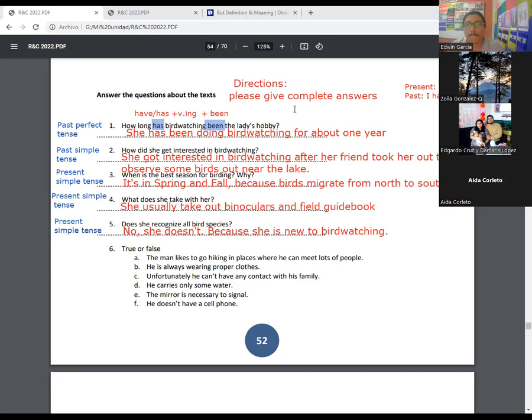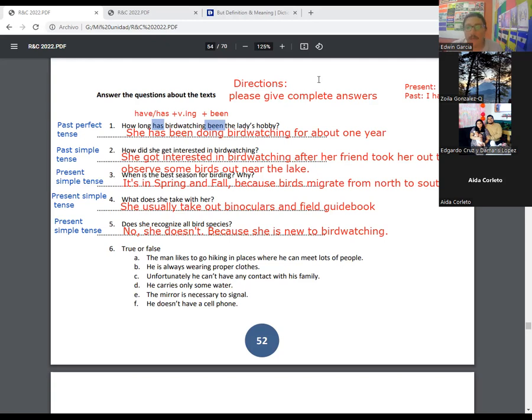Okay. One more question, sorry. So has, you can use it for it, she, and he, right? Yeah. But if you use it for you, they, we, it is have. It doesn't change, right? In the past tense, we don't have change. Only for present, we have a change between have and has. Has is for the third person: she, he, and it. And have is for the rest: I, you, we, and they.